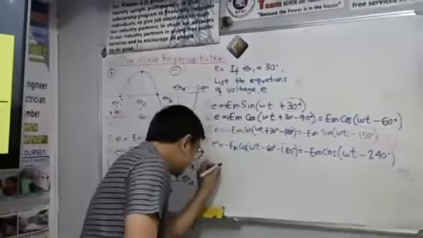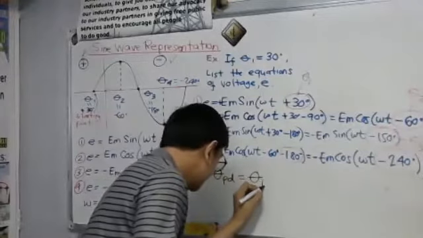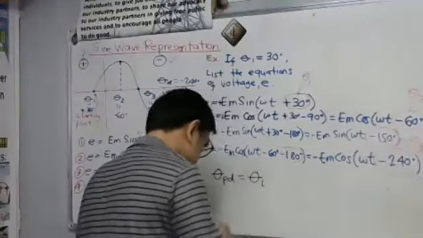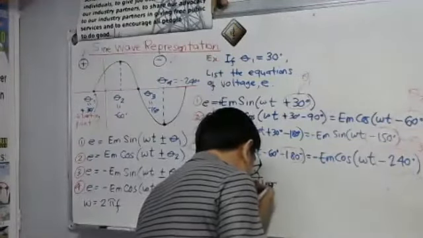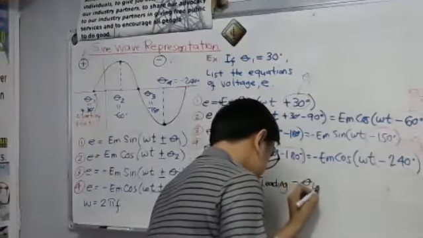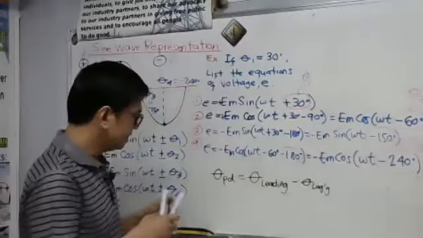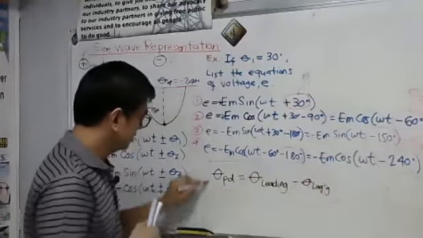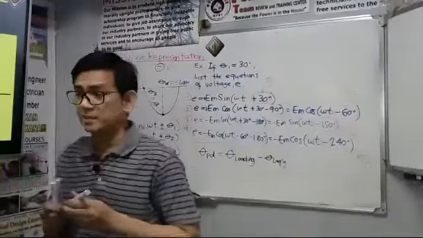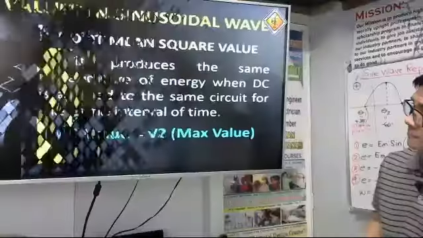The phase difference, theta phase difference, is equal to theta leading minus theta lagging. Okay? Then, you take note, the more positive is the more leading. Take note of that. The more positive is the more leading. So this is the phase difference.